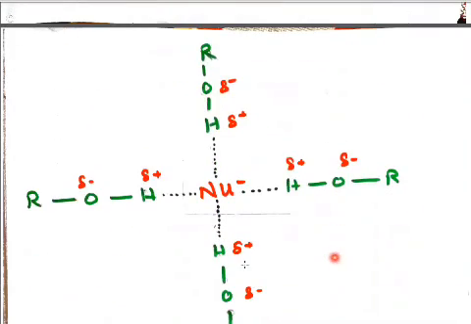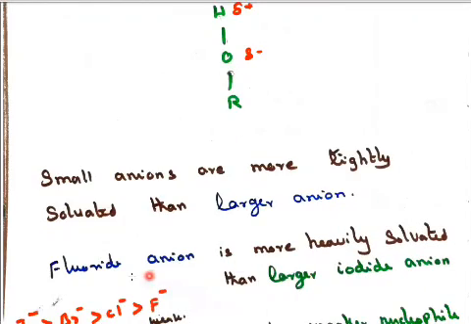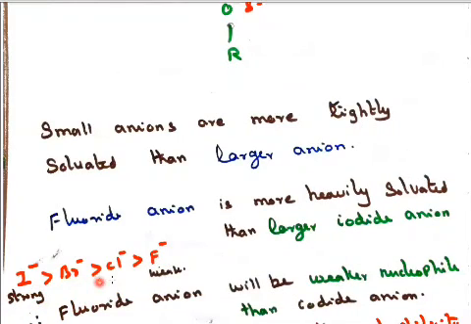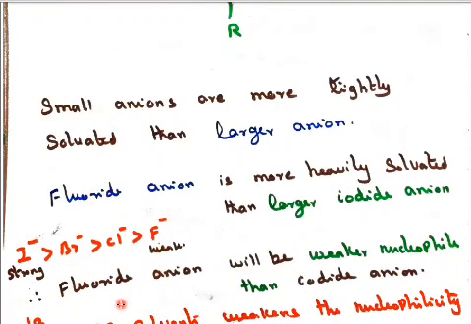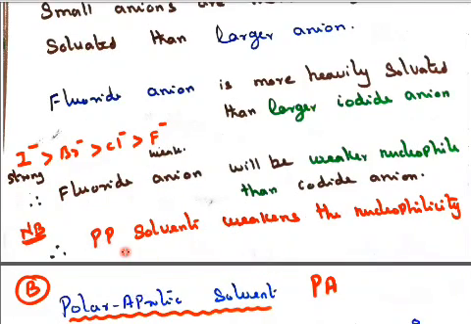For example, with ROH, this bond forms a hydrogen bond, so solvation takes place. Small anions are more tightly solvated than larger anions. What do we mean by a smaller anion? For example, the fluoride ion is more heavily solvated than the larger iodide ion. So I minus is stronger and F minus is weak. So the fluoride anion will be a weaker nucleophile than the iodide anion. So a polar protic solvent weakens the nucleophilicity.